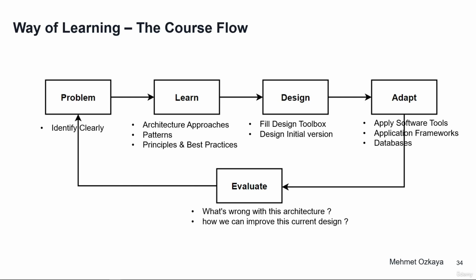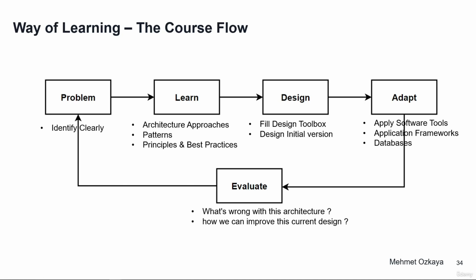As an example of this circle, we can say that we have a problem which is selling products on the internet, and that's why we will learn the e-commerce domain and required specifications, functional and non-functional requirements, and we will learn monolithic architecture. And after that, we will design a monolithic architecture for an e-commerce application, and then adapt a technology stack with programming languages, application frameworks, and so on. And after that, we will evaluate this current architecture with its advantages and disadvantages, what's wrong with this design, and we will identify the new problem and solve it by learning new stuff. And this process will restart for every problem that we face in every section.